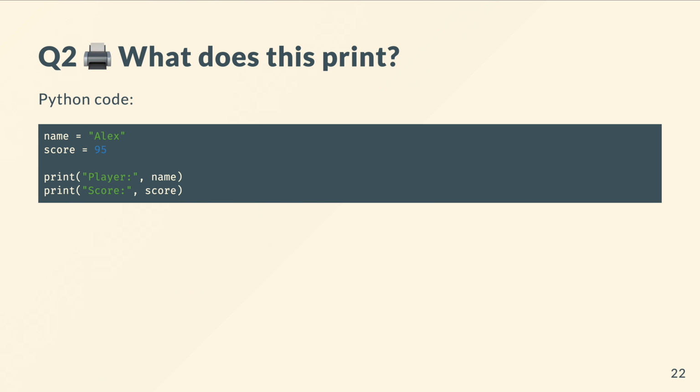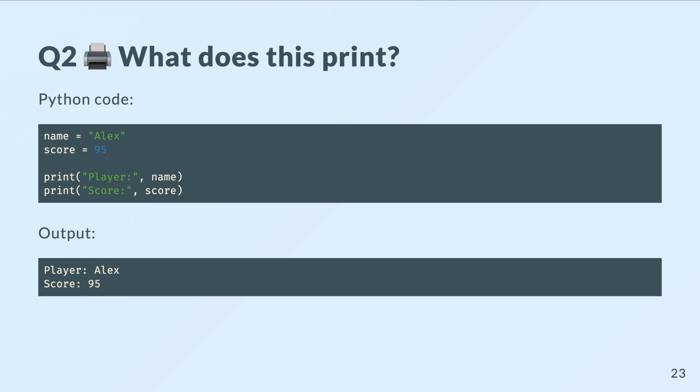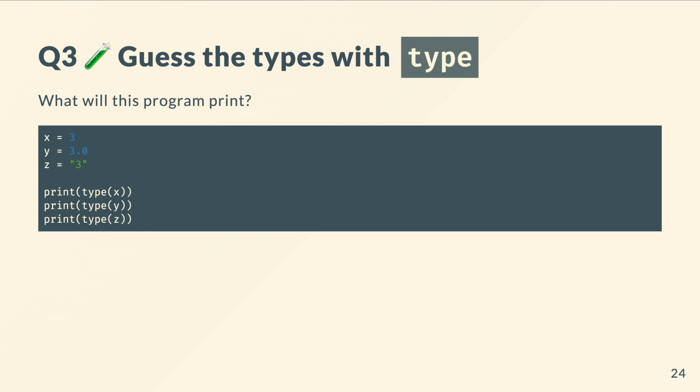Question 2. Name stores Alex, and score stores 95. What will the two print lines show? Here is the output. Player, Alex. Score, 95. Nice work.